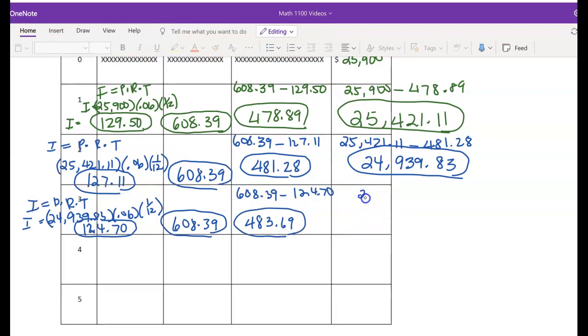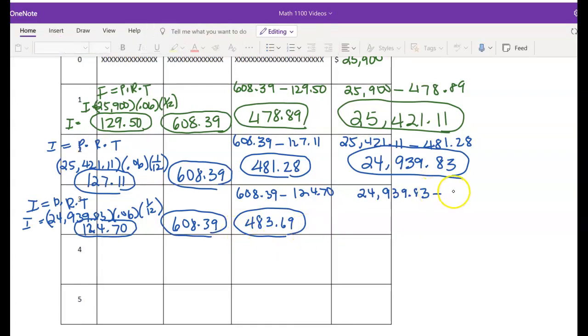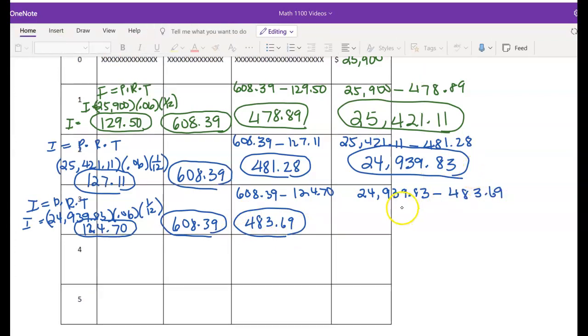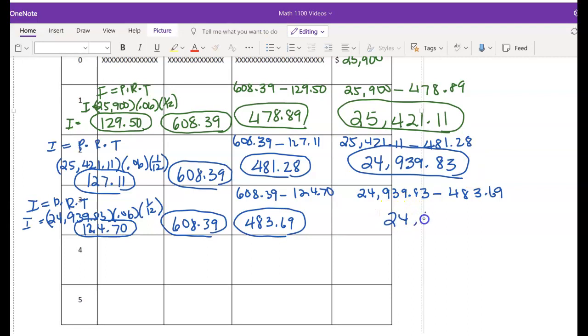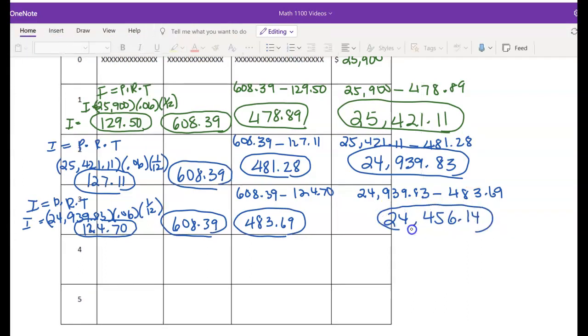So let's find that new balance. Take the old balance and subtract away how much we get to reduce from our payment. And we have a new balance of $24,456.14. We've got 2 more rows to go.